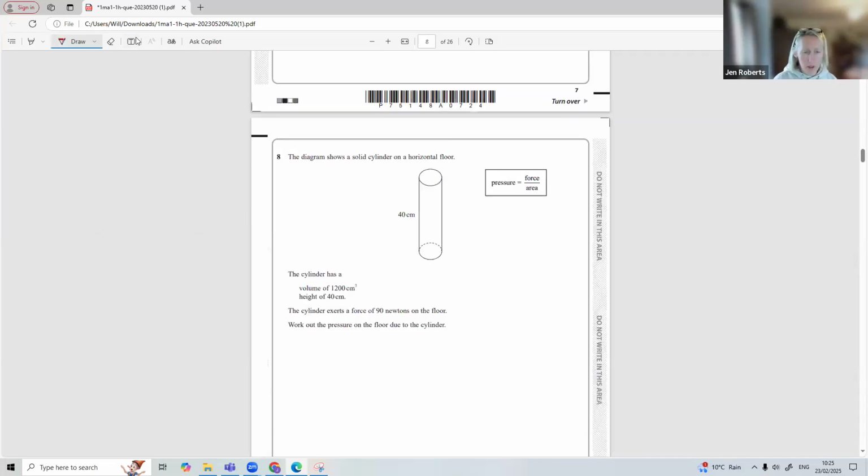Pressure equals force over area. We don't have our area. We've got the force here, don't we? So we've got force. We want the pressure. So pressure equals 90 over the area.